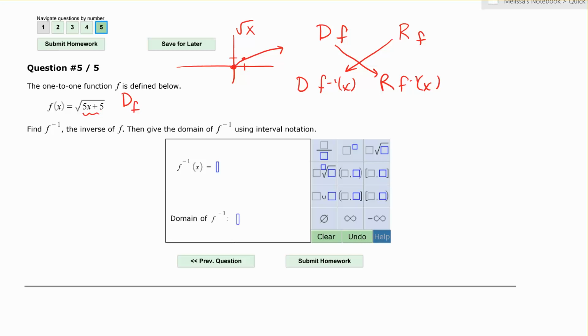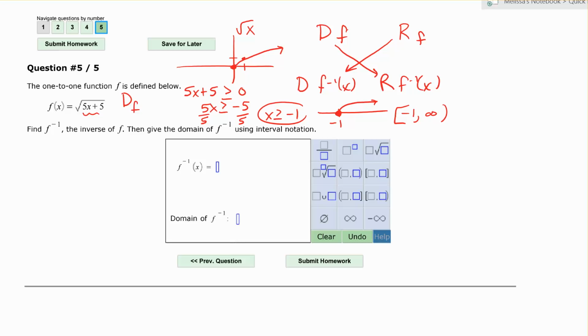So I'm going to take this expression, 5x plus 5, and I must set it greater than or equal to 0. Solving for x, I get 5x is greater than or equal to negative 5. Dividing by 5 gives me x is greater than or equal to negative 1. So the number line tells me that this graph starts at negative 1, it's equal to it, and it goes greater to the right. So the interval then is brackets negative 1 to infinity.